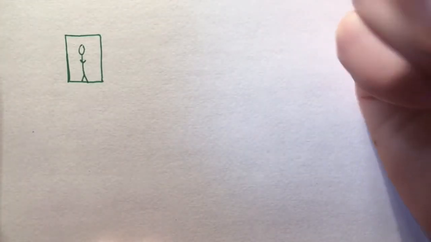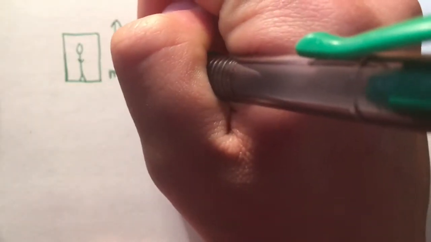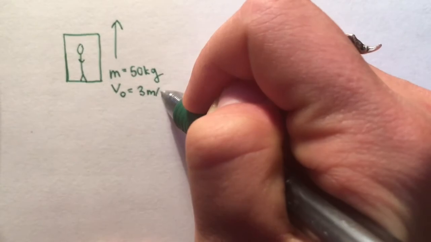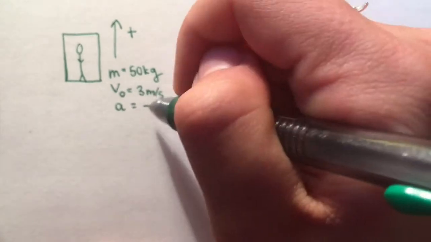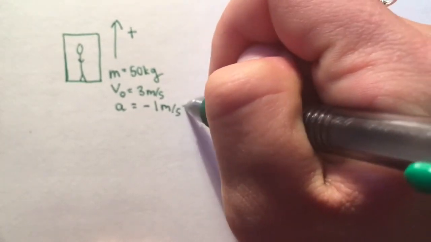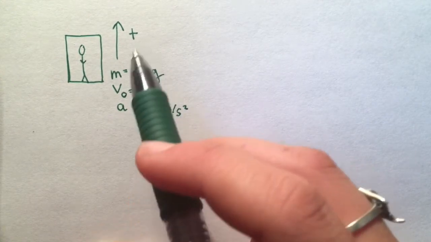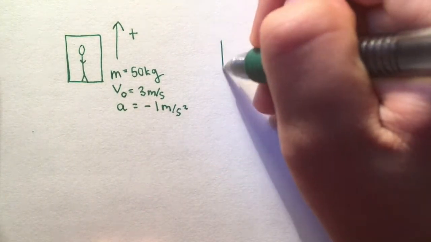Okay, I'm going to draw a picture. I have a person standing inside an elevator. The elevator is originally moving upwards. I know the mass of the person is 50 kilograms. The initial velocity is 3 meters per second. I'm calling upwards positive. And the acceleration of the elevator is -1 meters per second squared. And I put a negative there because it says the acceleration is downwards and I called up positive, so downwards is negative.